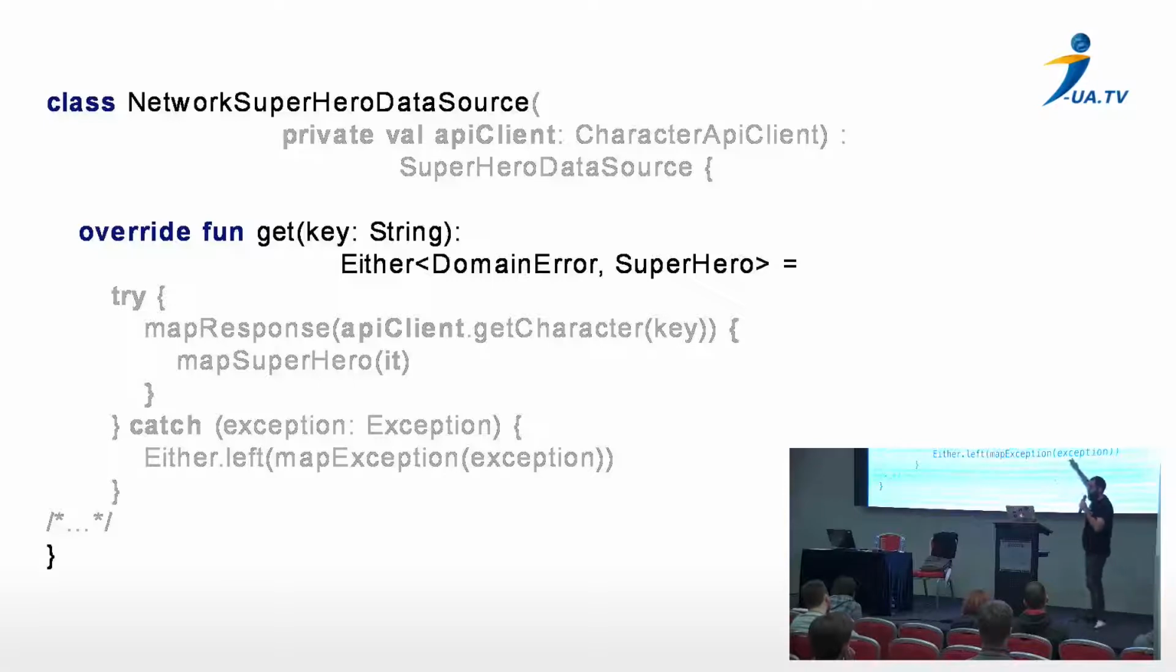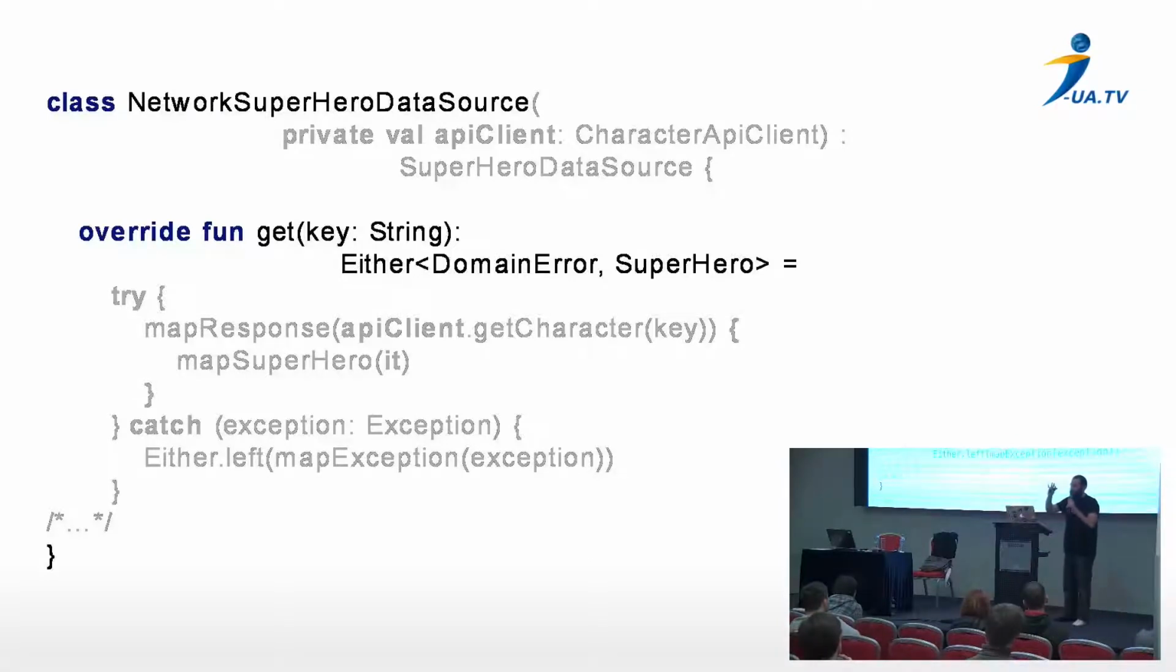And if an exception happens in my network or something, I'm going to write an Either.Left. I'm going to create an error, and I'm going to map that exception into a domain error, okay? For the people that are not familiar with Kotlin, when you have a function like that, which is an assignment, I don't need to write the return. This value is going to be returned, okay? I'm going to return the Either.Left. And if the code works well, I'm going to return the map response, okay?